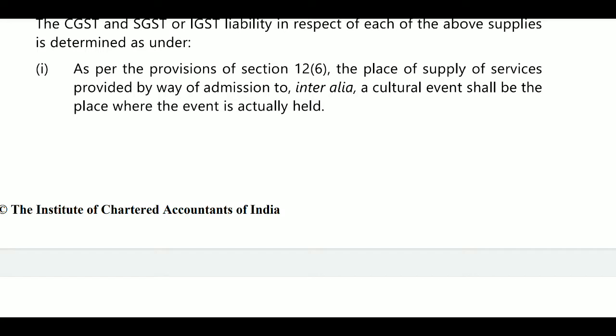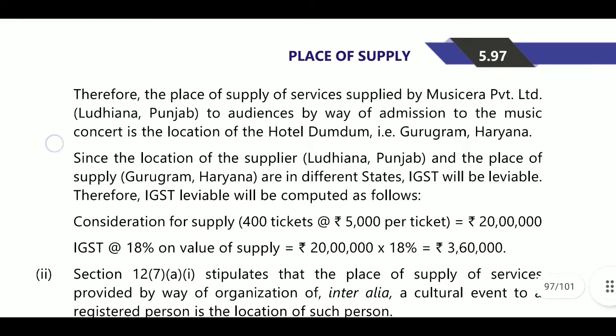Next, section 12 will be bifurcated. Admissions will be at the location where the event is actually held. Therefore, the place of supply of services supplied by Musicera Private Limited to the audience, the singer playing songs for the audience by way of admission to the concert, is the location of Hotel Damdam, that is Gurugram, Haryana.